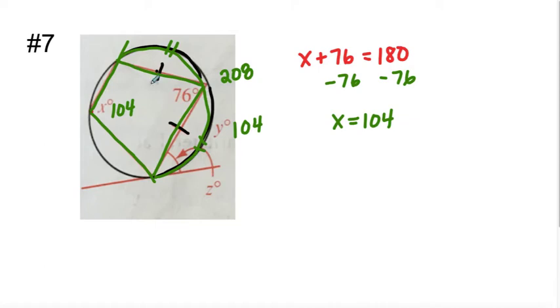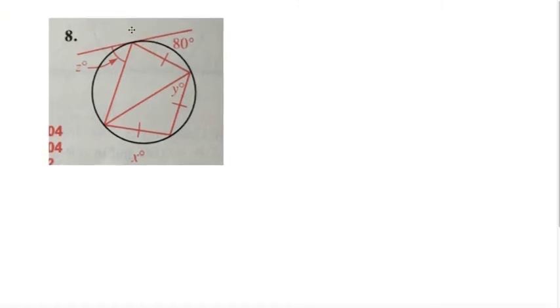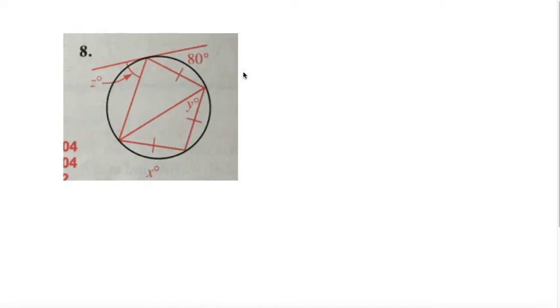All right. Z is also that funky inscribed angle with a chord and a tangent. So its measure is half of the arc it intercepts, which is that 104-degree arc, which makes z 52 degrees. All right, number 8. And you're noticing that these are getting a little bit more involved each time.